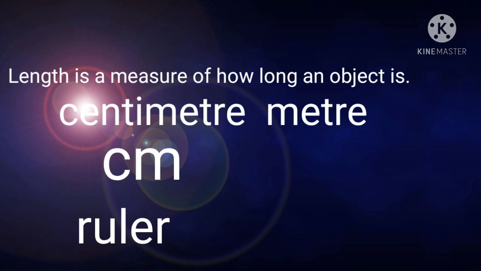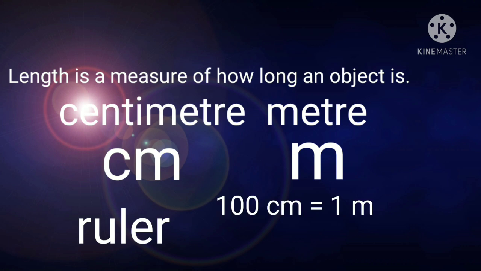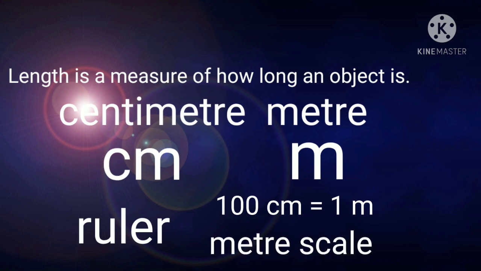For measuring longer things such as the length of your room or the height of your room door, we use a unit called meter. It is written in short as m. There are 100 centimeters in a meter. So we can say that 1 meter is equal to 100 centimeter. A meter scale or a measuring tape is used to measure the length of things in meter.